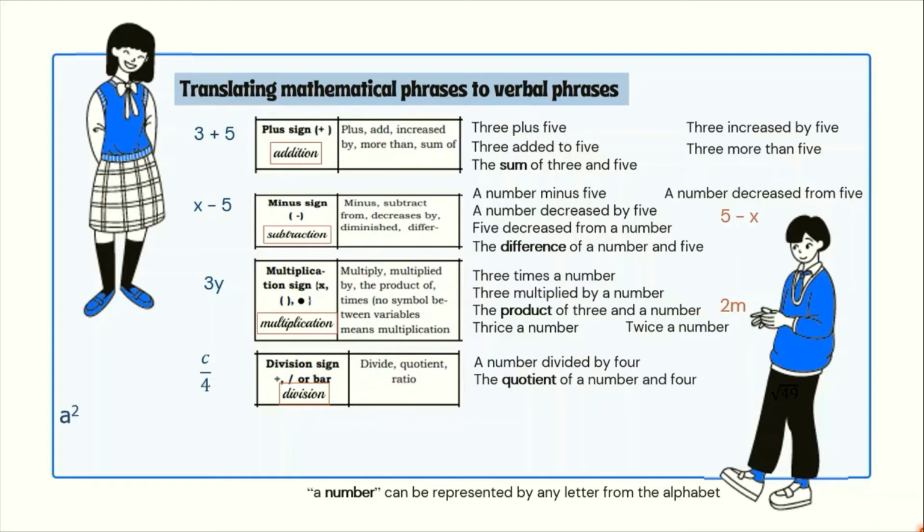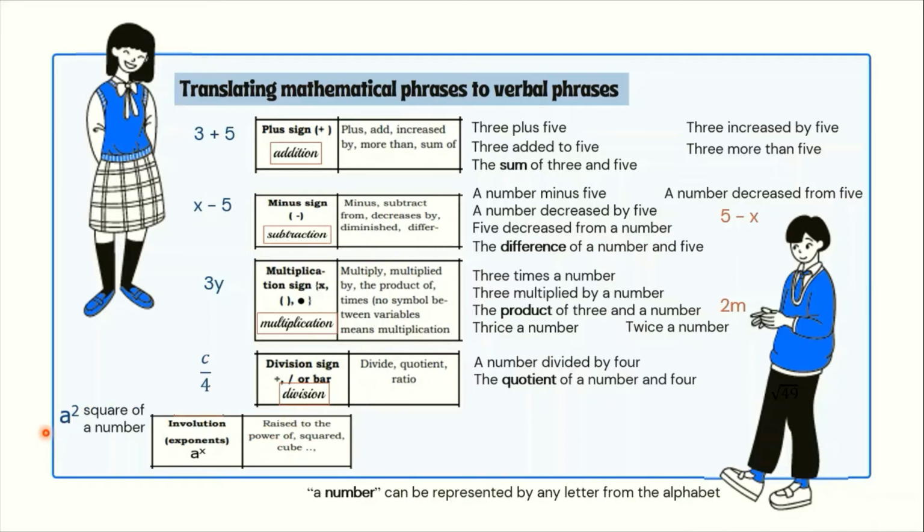Kung hindi naman quotient, pwede naman natin palitan ng ratio. Another example we have here, A, and then meron siyang katabi na 2. This refers to involution or exponents. A here is the base, and 2 is the exponent. We can use these words to translate this into a verbal phrase. So, pwede siyang maging square of a number.